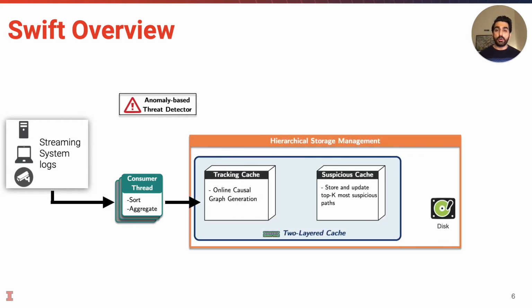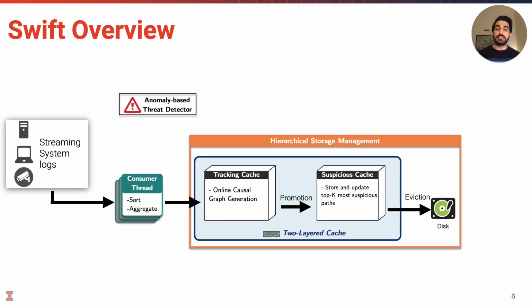Then these system logs are fed into our hierarchical storage management system. This hierarchical storage automatically moves causal graph segments between main memory and disk to achieve high throughput data ingestion and low latency query results. In this storage system, streaming events first go into the tracking cache to derive causality of current system events and generate causal graphs. After that, the Swift system moves causal events from the tracking cache to the suspicious cache. This cache decides which events are forensically relevant and then stores them in main memory.